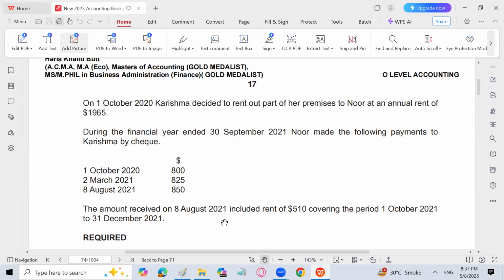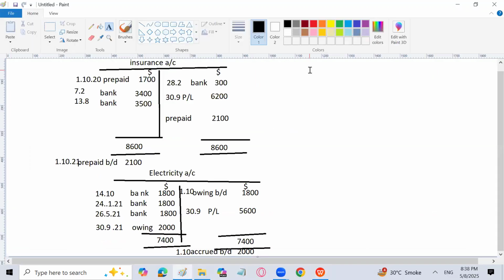So that will not be part of our income; that is the prepaid, or this is the income received in advance. So we have to write it like this: 8th August 2021. That will be treated as income received in advance, right? So we are going to rent out part of our premises. We have given it just now, therefore there is no brought down for us. So let's prepare the rent income account. I'll prepare it here.